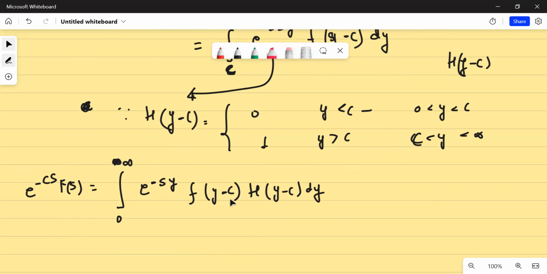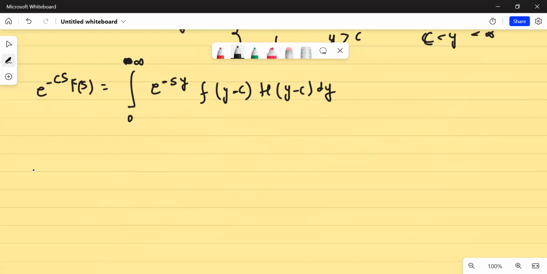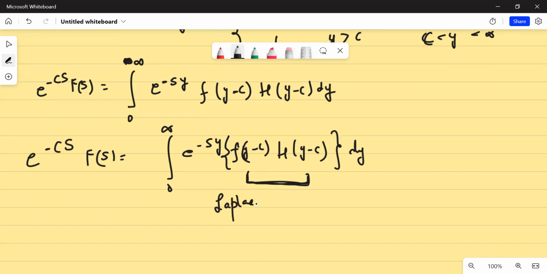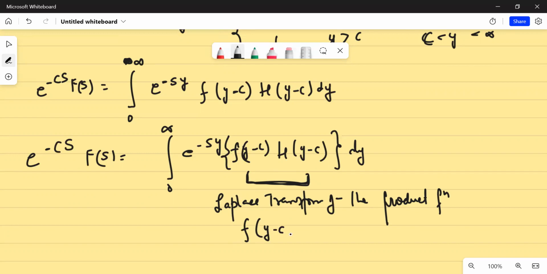Okay, so on the left hand side, you have e to power minus cs F(s), and on the right hand side, this is simply the integral from 0 to infinity of e to power minus sy, f of y minus c, h of y minus c. That is simply equivalent to taking the Laplace transform of this particular function. So it is like the Laplace transform of the product function, and that product function is simply f of y minus c times the Heaviside function h of y minus c.